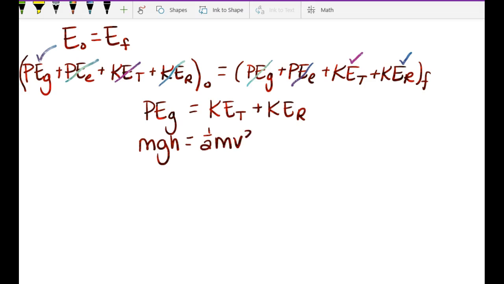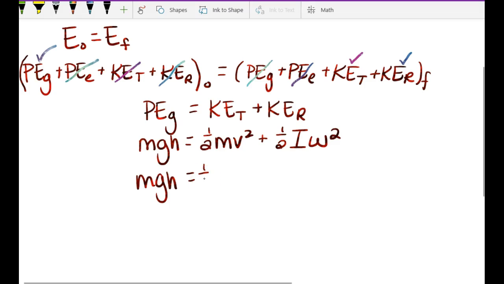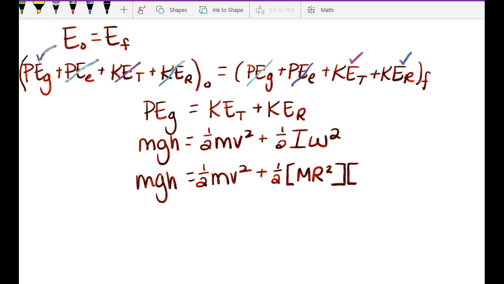Formula for gravitational potential is mgh. Translational kinetic is 1/2 mv squared, and rotational kinetic is 1/2 I omega squared. So you end up at that problem. We don't know the formula for inertia in this case, and we don't have the angular speed. So what you can do is rewrite the formula for rotational kinetic in terms of values that you already know. Now we're talking about a hoop, so a hoop has an inertia formula of mr squared, and then omega is velocity divided by radius squared as well.